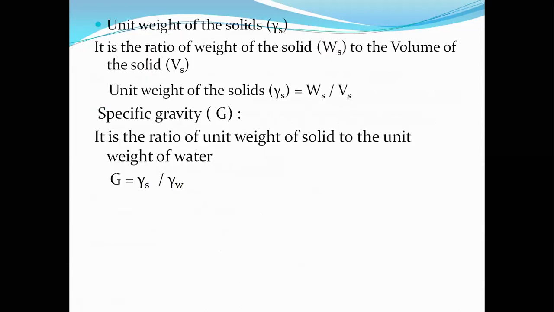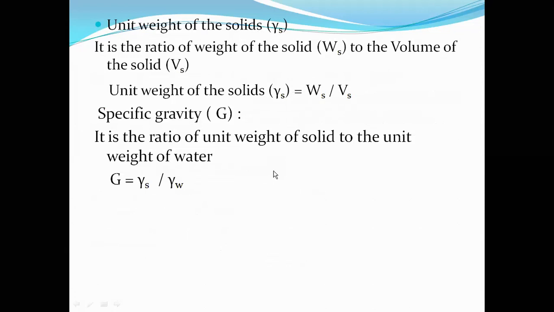Okay. Next one, unit weight of solids, gamma S. The earlier one was what? Gamma D. Now this is gamma S. It is the ratio of weight of the solid to the volume of solid. That's what it is. Weight of the solid to the volume of solid. This is called unit weight of solid.